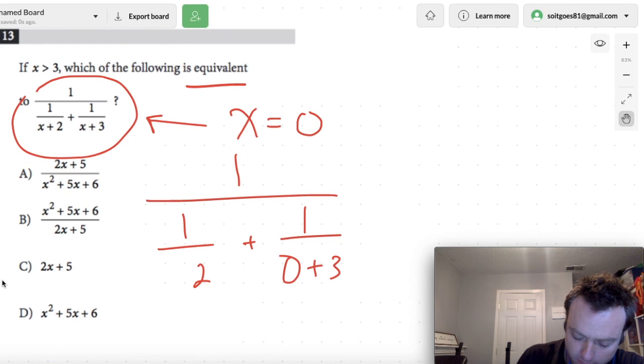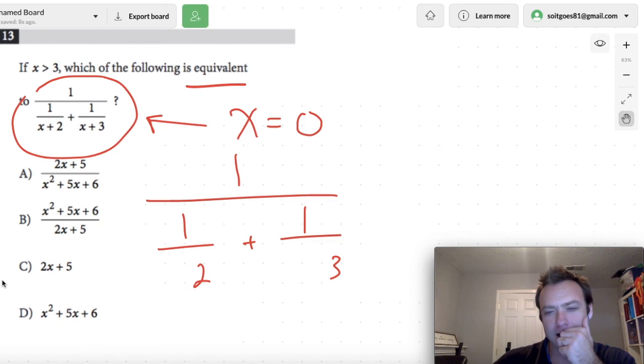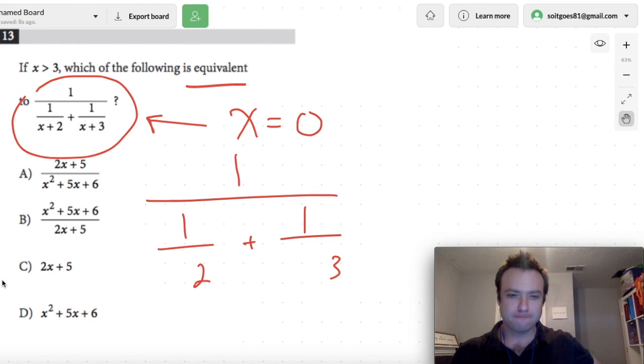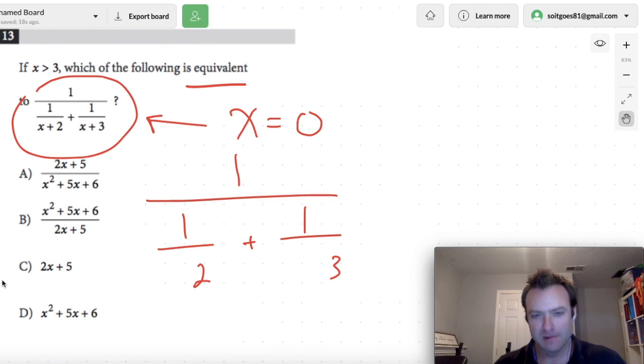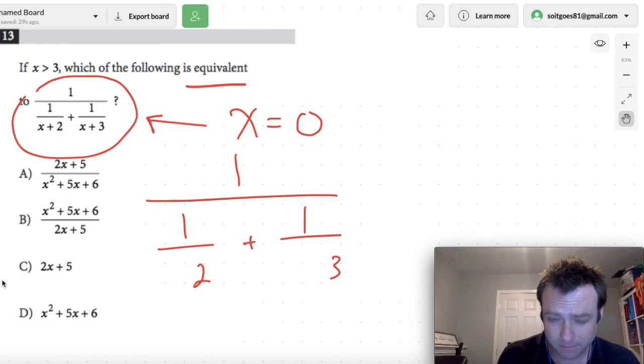Now we have to talk about operations with fractions. Do you know how to add fractions? Yes. How do you add 1/2 plus 1/3? You have to make the denominators the same, so you have to have a common denominator. What's the common denominator going to be for 1/2 and 1/3? 6. And what's 1/2 with the 6 in the denominator going to be? 3 over 6.